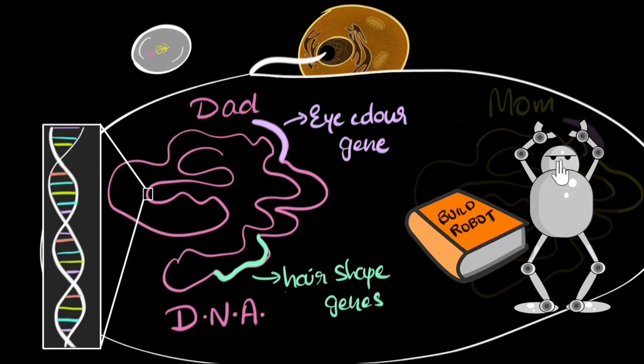Maybe one page tells you how to build the lens of the eye that makes up the robot. Another page might tell you how to build a particular screw, something like that. Then each page we will call a gene. So the whole book is like the DNA. The pages which contain the instructions for specific things are like the genes.